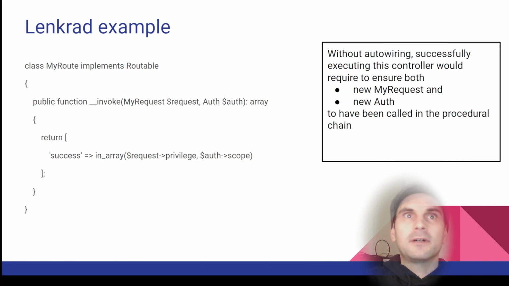But let's look at an example of Lenkrad. If I have a route that I simply call my route, that implements routable, I can now simply type my request and auth right here, and this would automatically provide me with either new instances or existing instances of those two classes, which is pretty useful. As you can see right now, I'm using it to check the privilege: the request takes care of the required privilege for this, and is that in our auth scope? And it can then return whether or not this is true.